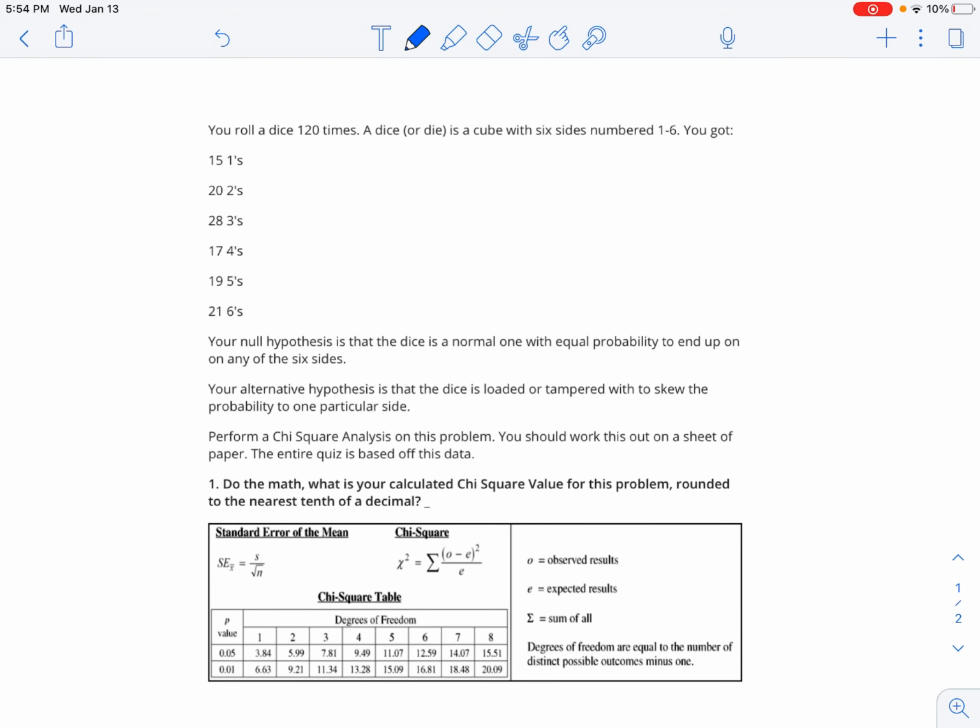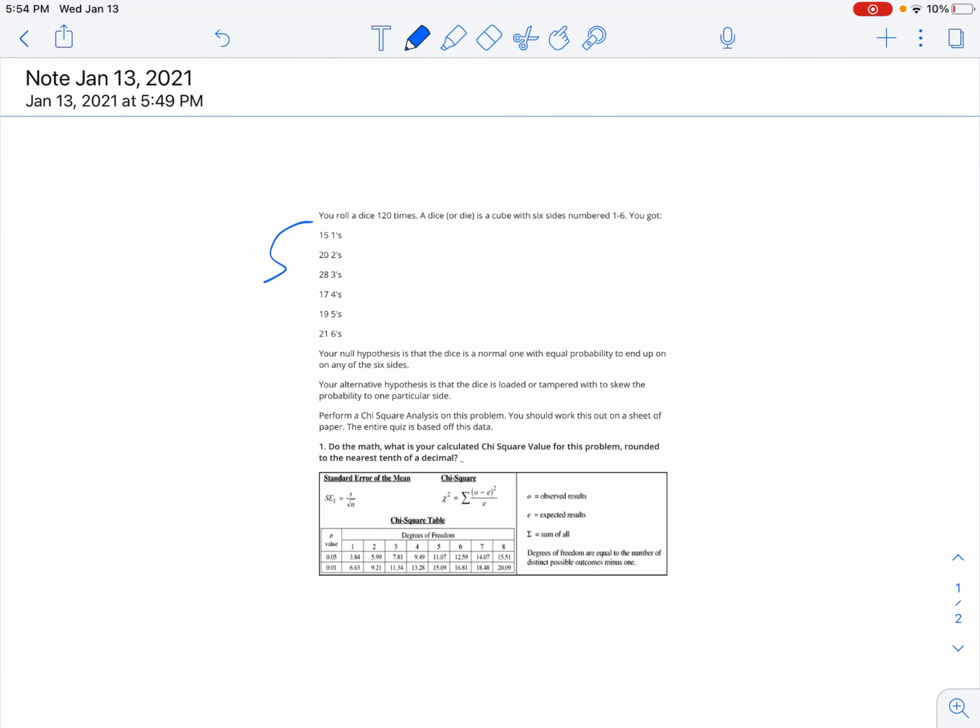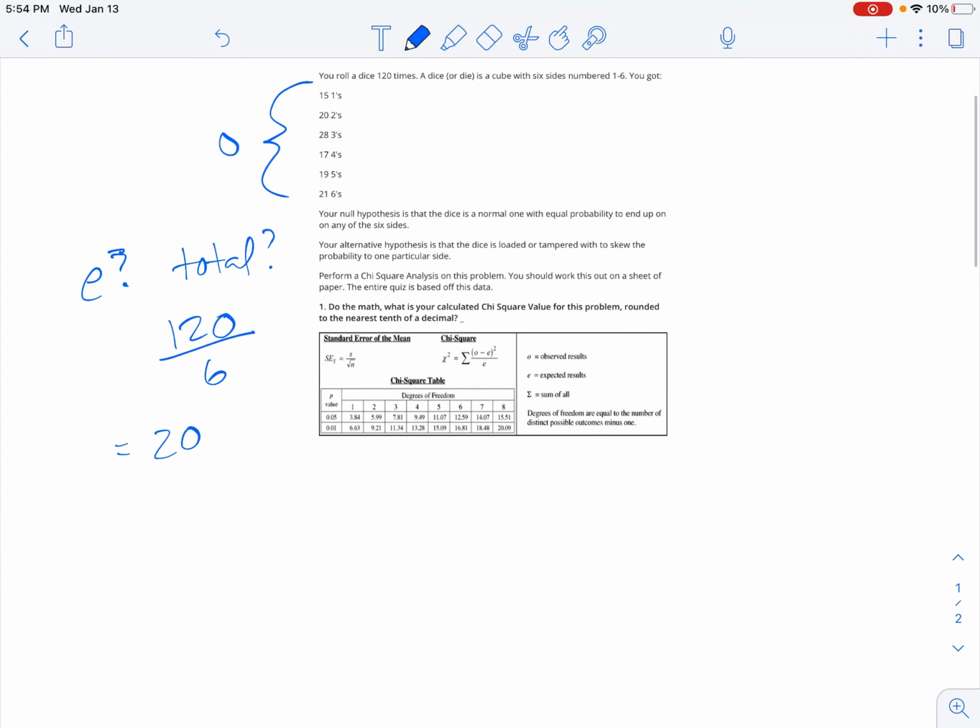So again, I think that's the hardest thing for a lot of folks, figuring out what the expected value is, because these are the observed values, right? These are the observed for each, so they're given to you. The expected is kind of tricky. To figure out the expected, we need to know how many total there were. If there's 120 total, and there's 6 sides, 120 divided by 6 equals 20 per side. So we're going to expect 20 of each. Now, of course, we didn't get that. We got 15 ones. And so that's where the chi-square equation comes in.